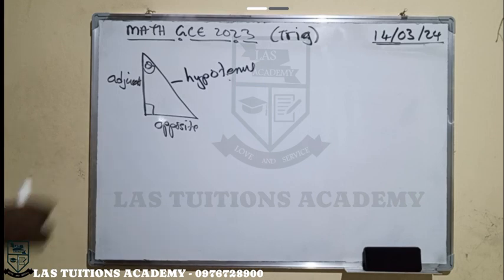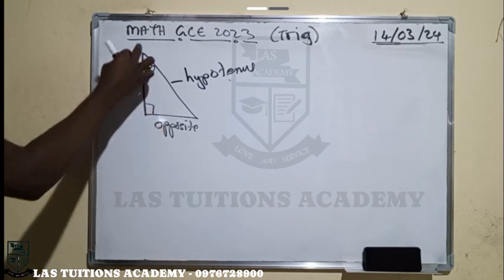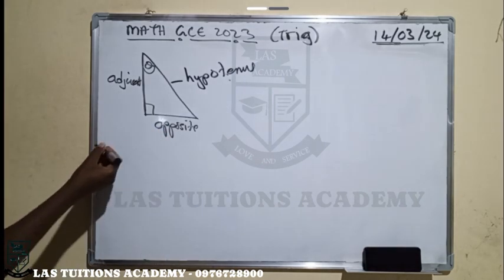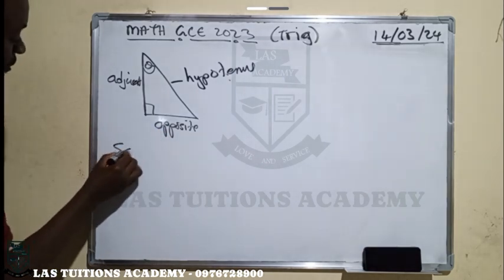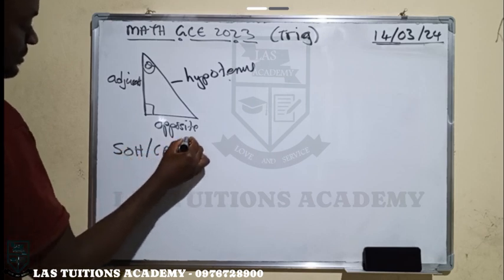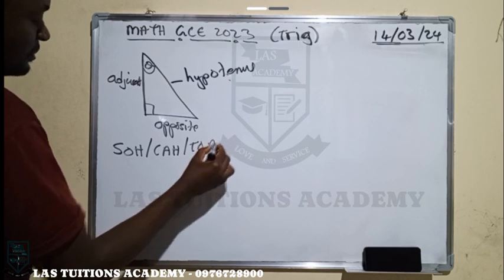right angle triangle. A right angle triangle is a triangle which has this thing here, so it's like this, and then it has that mark to show that it is 90 degrees. So this is the right angle triangle. Then from this right angle triangle, there's what we call SOHCAHTOA.